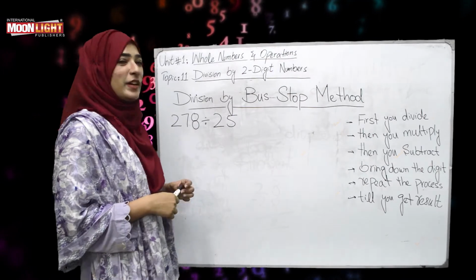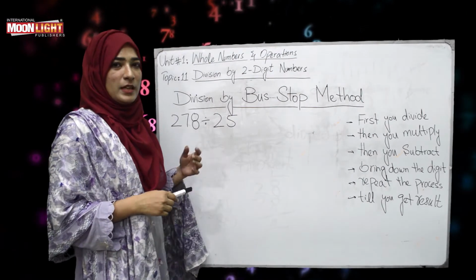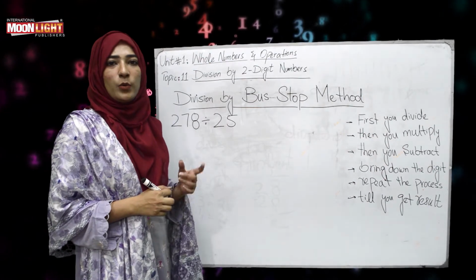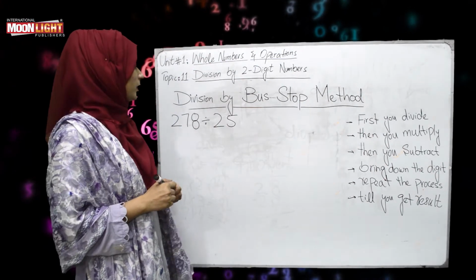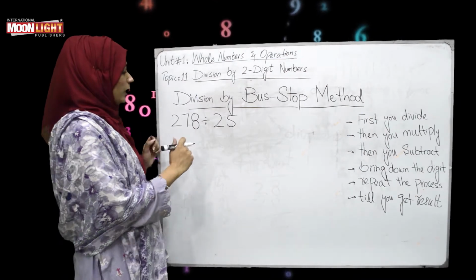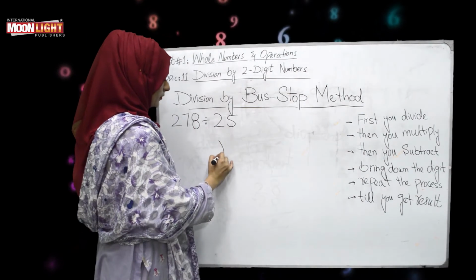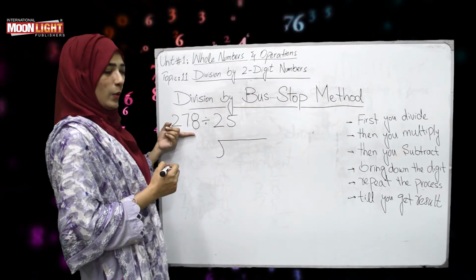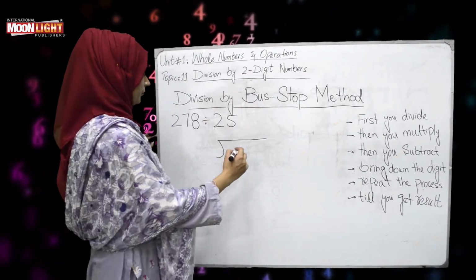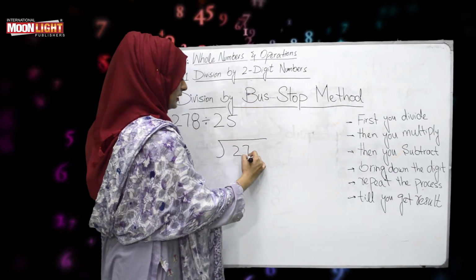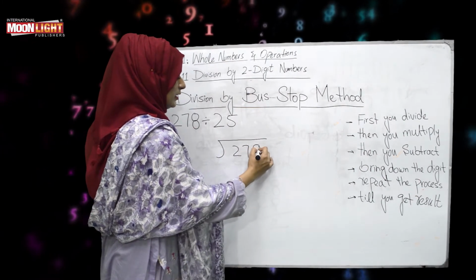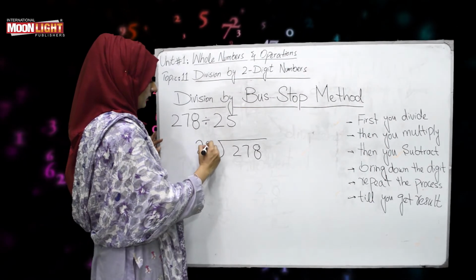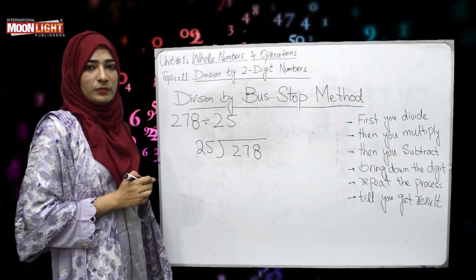Now we are going to solve another question with remainder. The earlier question we solved in which we got 0, that was without remainder. Now we are going to solve this question. Again, we are going to write this number under the division sign. This is our dividend and this is our divisor. 278 is written under the division sign. The divisor is written outside the division sign. Let's solve it.